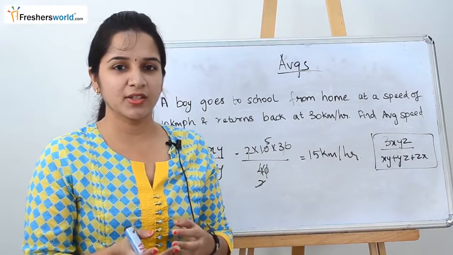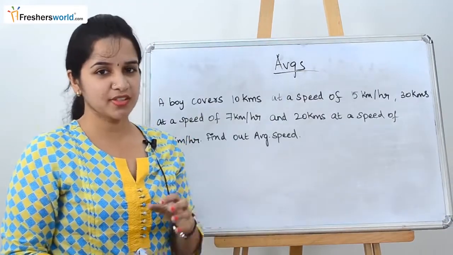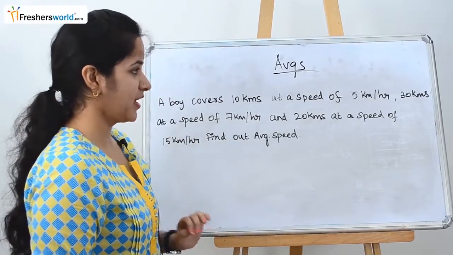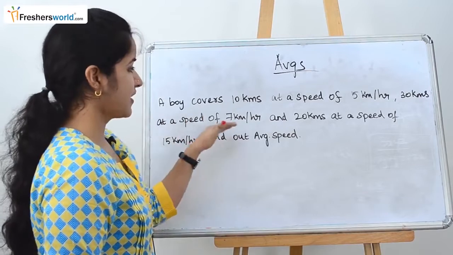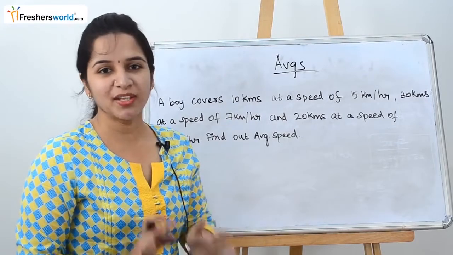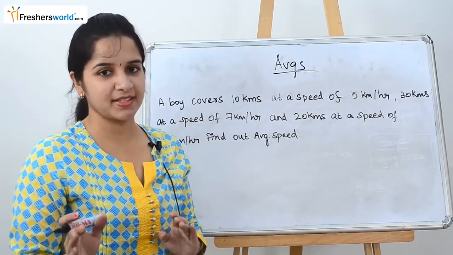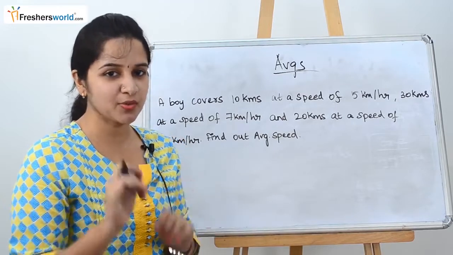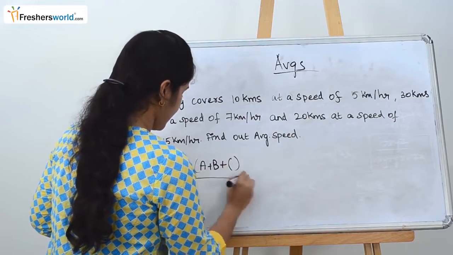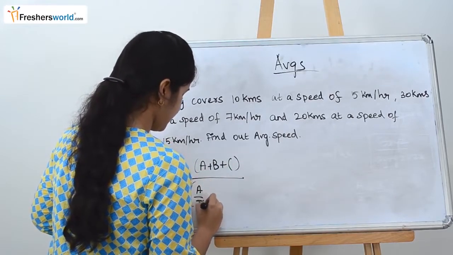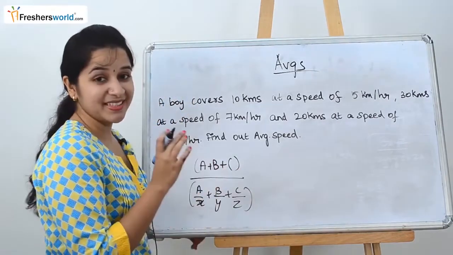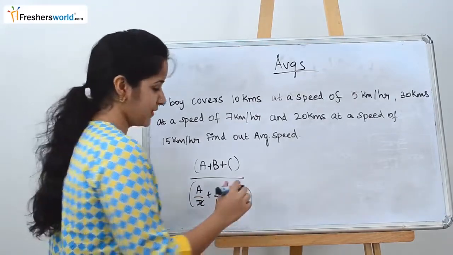So let's solve another question with different distance. In this question, they are giving it as: a boy covers 10 kilometers at a speed of 5 kilometers per hour, 30 kilometers at a speed of 7 kilometers per hour and 20 kilometers at a speed of 15 kilometers per hour. By seeing the question, we know that he is covering different distances. So the formula of different distance will be used here. So what is the formula? A plus B plus C divided by A by x plus B by y plus C by z. So ABC means the distances here and XYZ is as usual the speed.